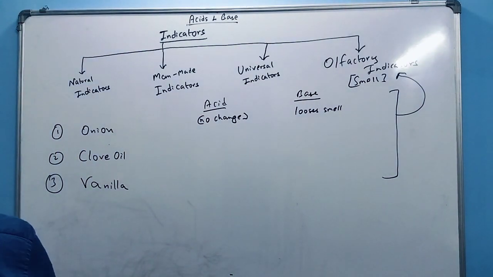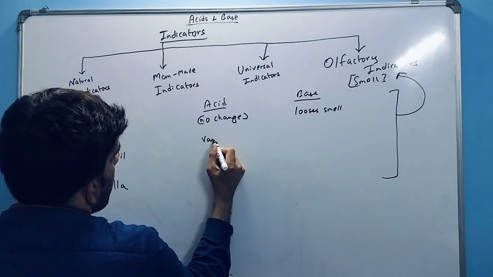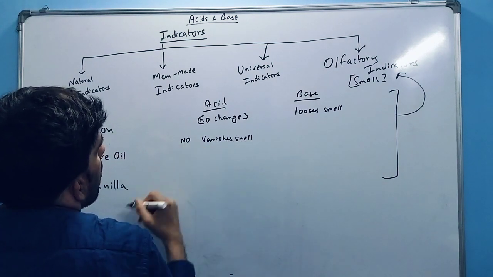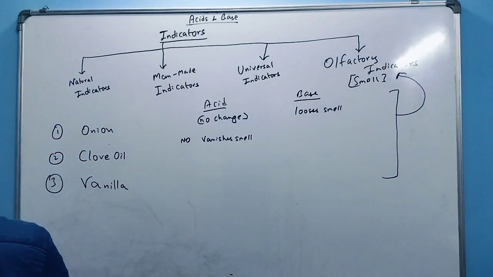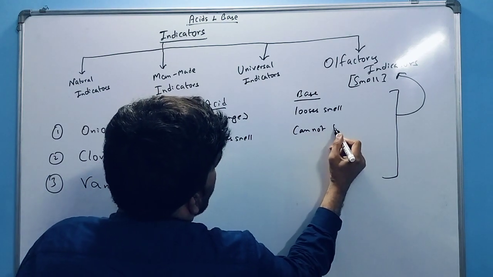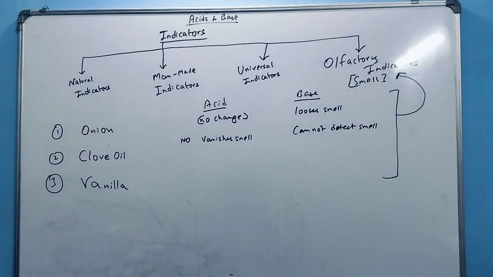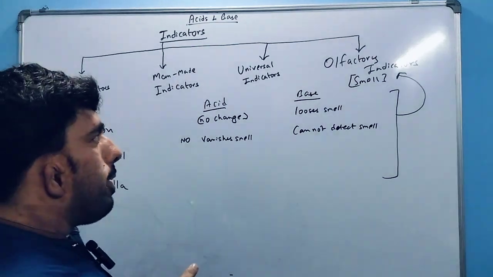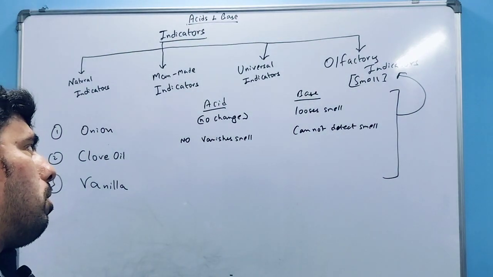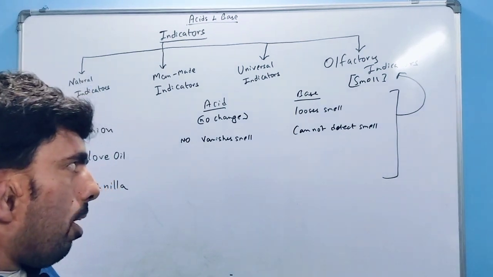Now, when we talk about clove oil, in the acidic solution the smell does not vanish, but in the case of base, it cannot detect smell. Okay, so that is the case for onion: no change when acidic solution is added, and in base it loses smell. Similarly, in clove oil the smell will not vanish in acid, but in base, it cannot detect smell.